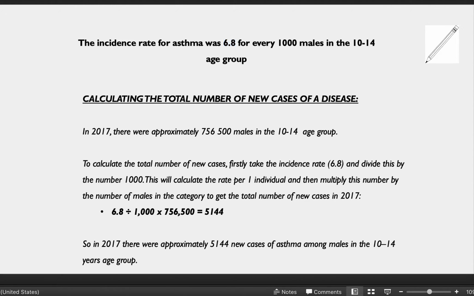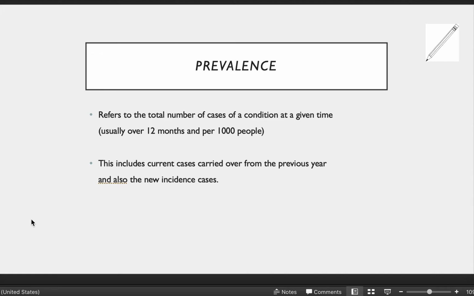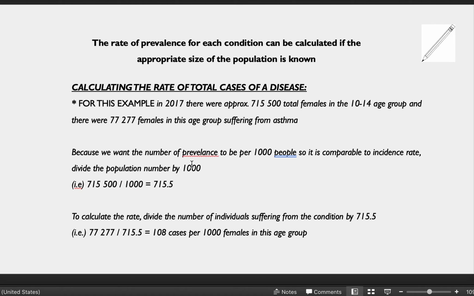The other thing that we mentioned on that morbidity page was prevalence. So incidence was the total number of new cases diagnosed, and prevalence is the total number of cases at a given time. So it's usually across the 12 months, and it is per 1,000 people, so it's comparable. And this includes the current cases that carried over from 2016, and those people are still within that age category, and also the new incidence cases need to be added together.